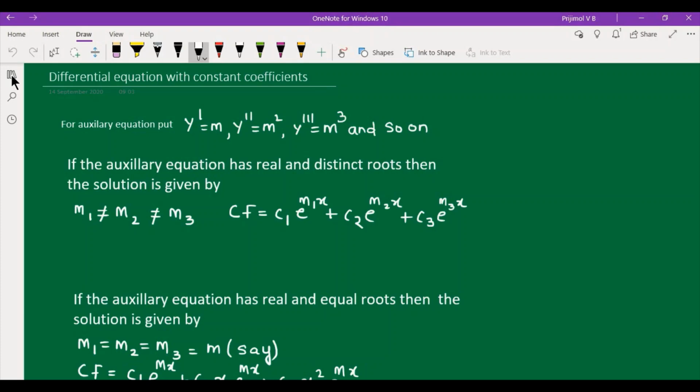First we write the auxiliary equation, and how do we do that? We take y dash as small m, y double dash as m square, y triple dash as m cube, and then write the auxiliary equation. After writing the auxiliary equation, we solve it and then find whether the roots are real and distinct. If they are real and distinct, say m1 not equal to m2 not equal to m3, then the complementary function is written as c1 e raised to m1x plus c2 e raised to m2x plus c3 e raised to m3x.